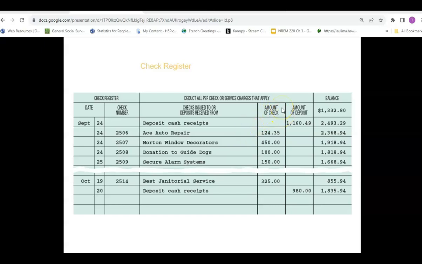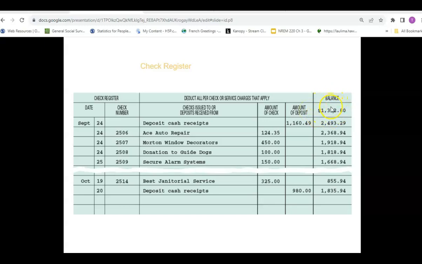Okay, so notice that we also separate the checks that we wrote and money that we deposited. So if you've taken accounting, you should know your debits and credits. And so for some check registers, instead of saying amount of check or amount of deposit, it says debit and credits. So debits decrease the account. So this column here gets subtracted. And credits increase money in your account. So these would be your deposits.